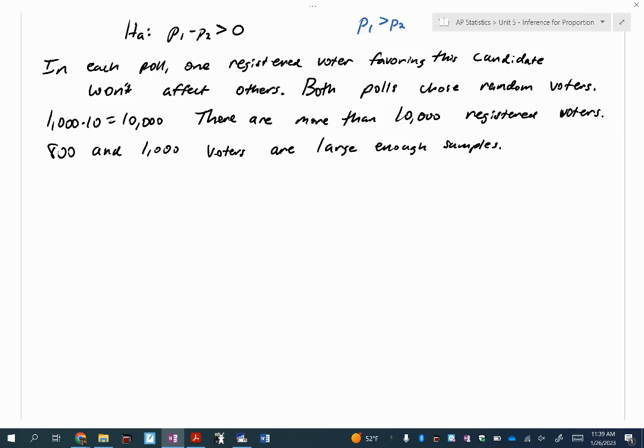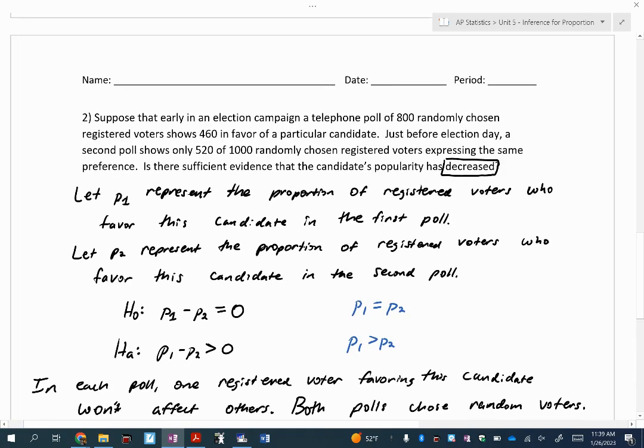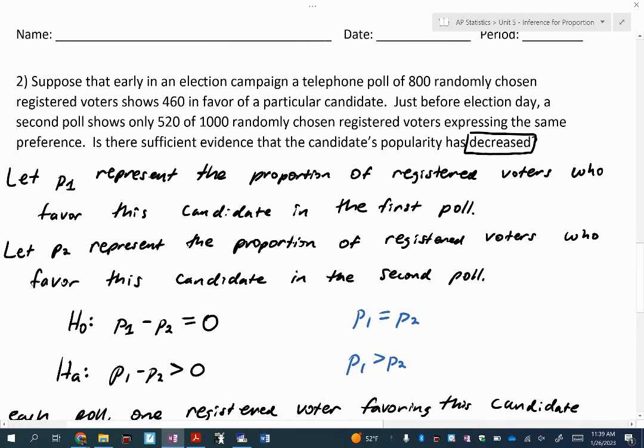Success, failure. Now, this is where I'm going to tell you that it's okay, even though we didn't do this for the one proportion z-test. All right, so with two proportions, notice in the problem, what did they give us? Right, they gave us our sample size, and then what are these numbers, 460 and 520? The number of successes. So go ahead and just use those for our success and failure.